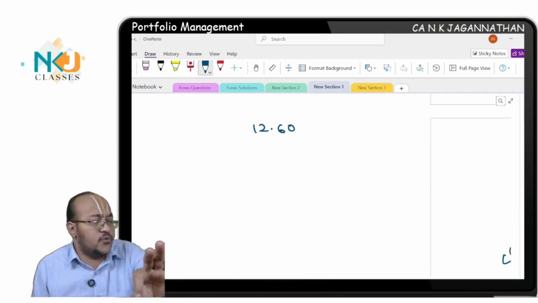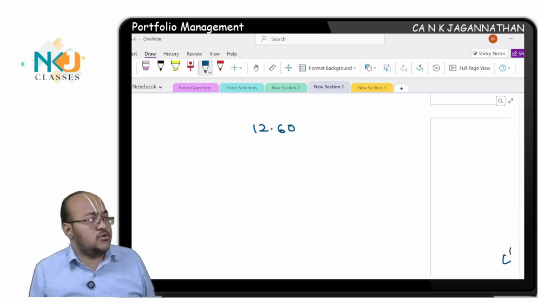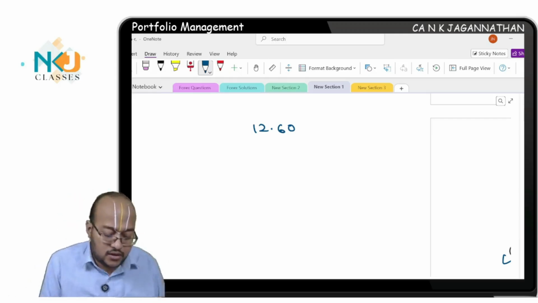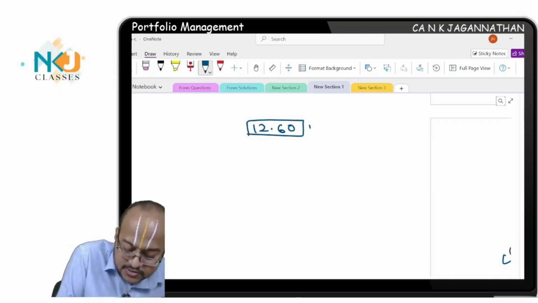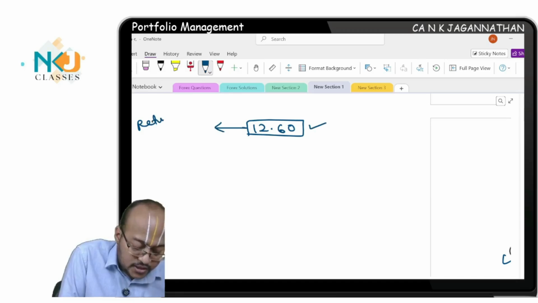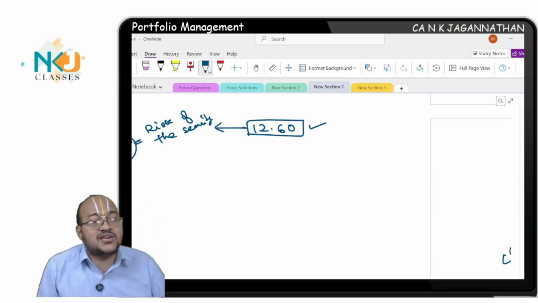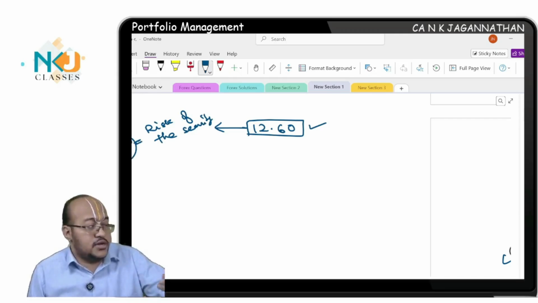If you are good enough to understand, this is enough for your examination or any other purpose. Okay, see here, I'm summarizing. 12.6 is there. What is this 12.6? Please tell me, children. Not the return, but the risk of the security. This is the risk of the security in terms of variance, sigma square, as per Sharpe.